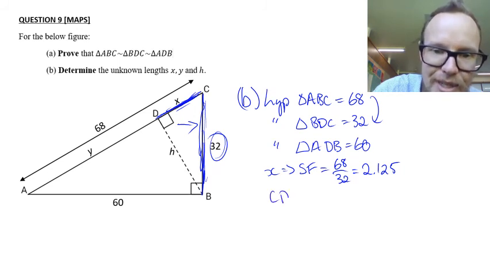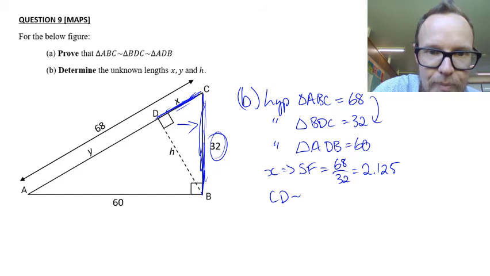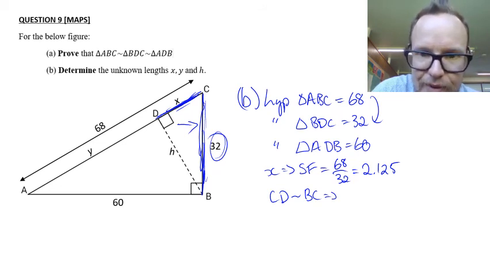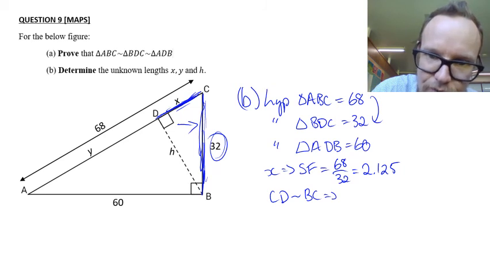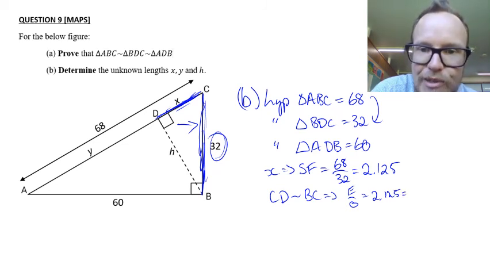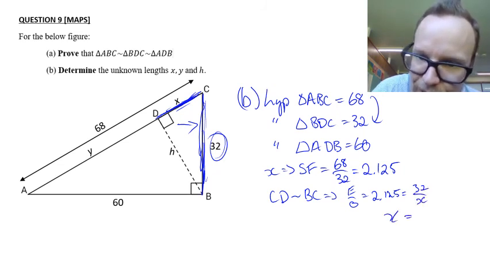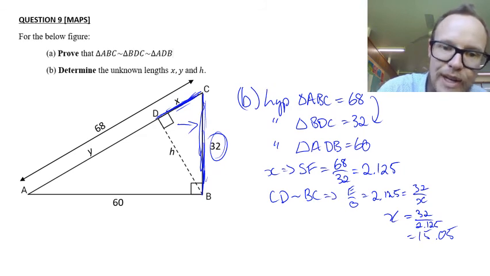So we can say here that CD corresponds to BC. So that means that x is equal to, if I look at the original divided by the enlarged one, sorry, the other way around, enlarged divided by original is going to be equal to 2.125, the scale factor, and the enlarged one is going to be the 32 over x. So that means x is going to be equal to 32 divided by 2.125, and we get 15.05.